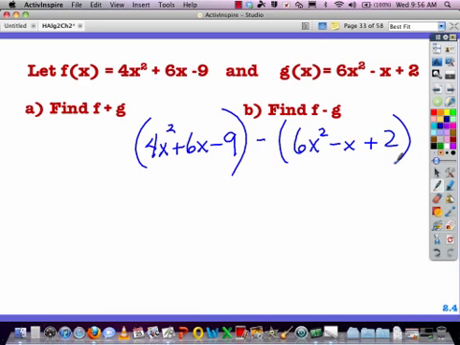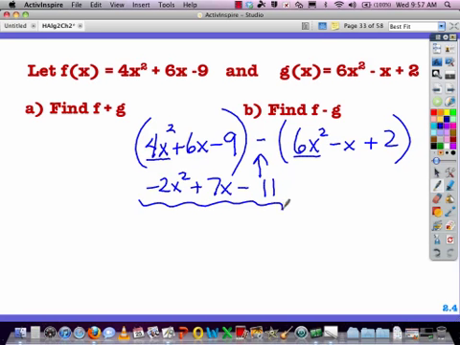So in this case, we're going to talk about using our distributive property with the subtraction sign. Everything that follows the subtraction sign must be subtracted. So you have a couple choices. In your head, I'm going to say 4x squared minus 6x squared, which would give us a negative 2x squared. You have your 6x minus a negative x, so minus a negative is plus a positive, so 7x. And then subtract 9 or negative 9 minus 2 would give us a negative 11. And again, that trinomial is your final function to represent f minus g.